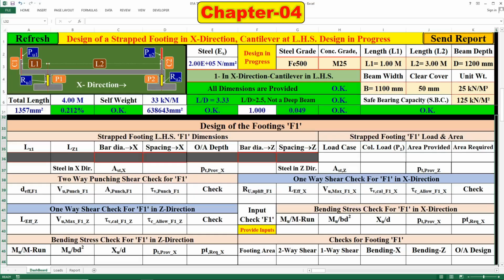By copying these cells and pasting them into this table, we only need to adjust the defined names. Since the formulas use the same types of defined cell names ending with _Z, I am skipping this portion from the detailed explanation and moving on to the checks for footing F1 in the next slide.